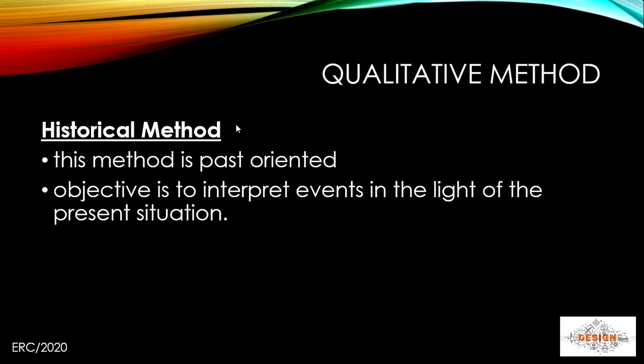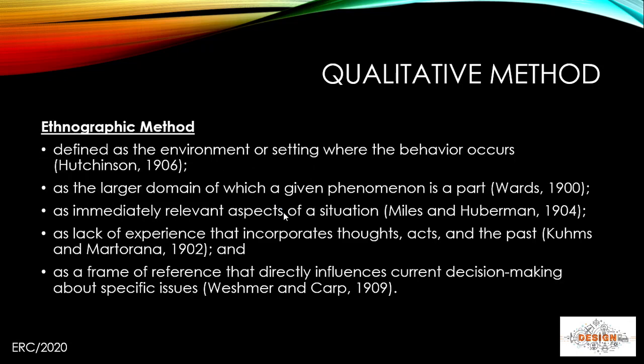Okay, let's move on to the qualitative methods. First, the historical method. This method is past-oriented, so you are examining studies from the past. Then you are going to check or analyze these previous literature or studies and make comparisons out of them. The objective is to interpret events in the light of the present situation, to see if there is a correlation between the past and, of course, the present. Okay, that is the historical method.